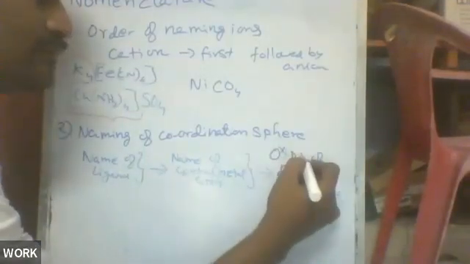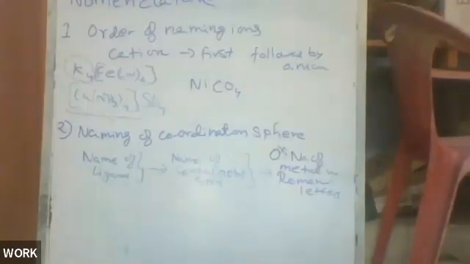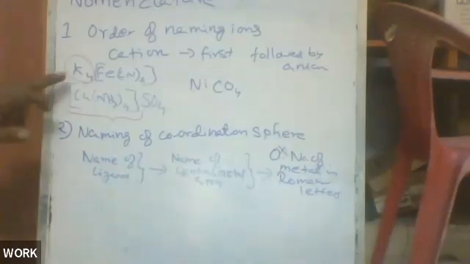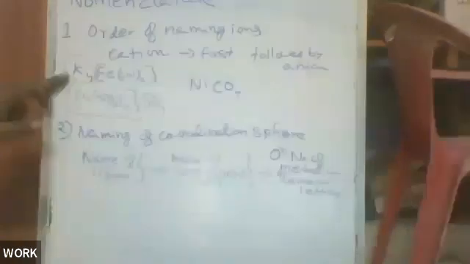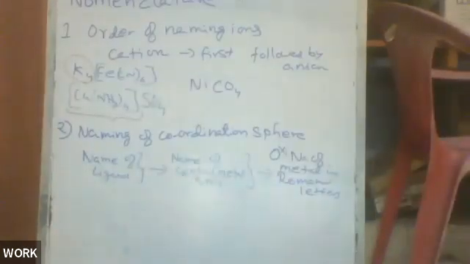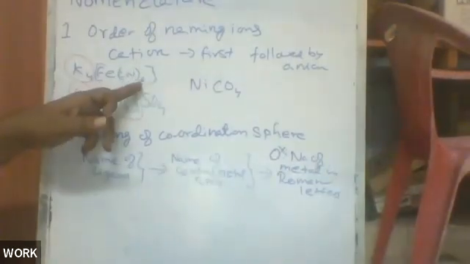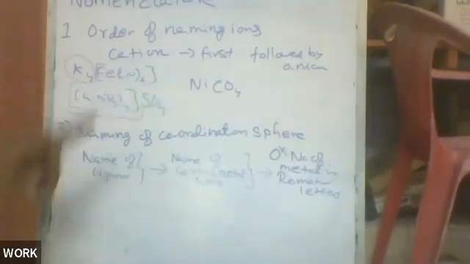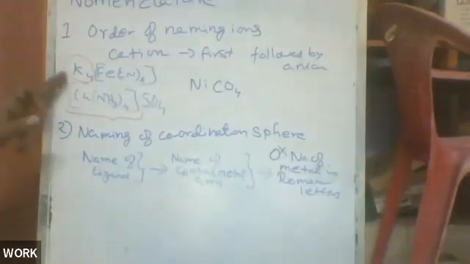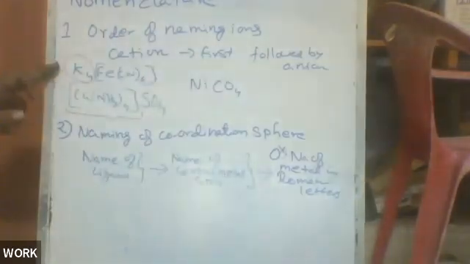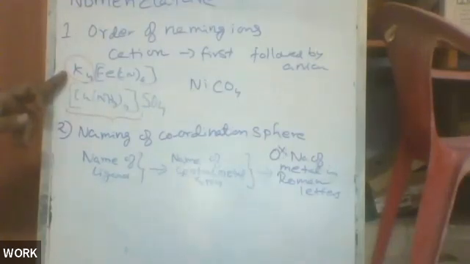Oxidation number of the metal is written in Roman letters. So how to name this? Potassium. Next, there are six cyanides, hexacyano. The cation comes first, followed by the anion. According to this, the first one is potassium.